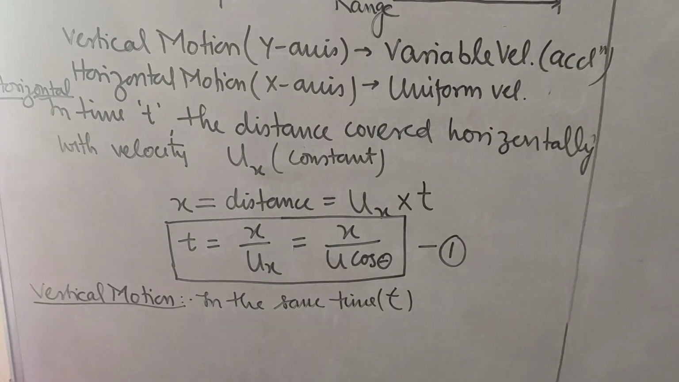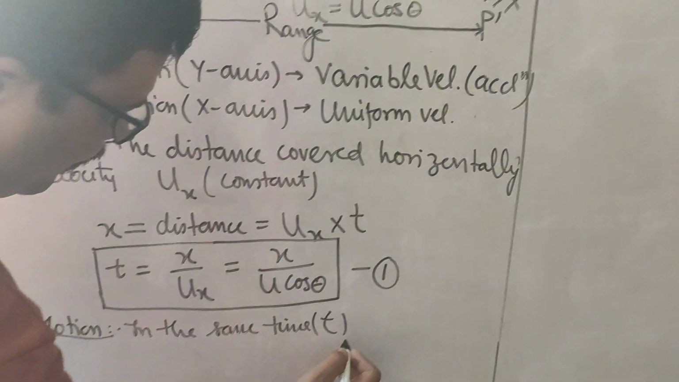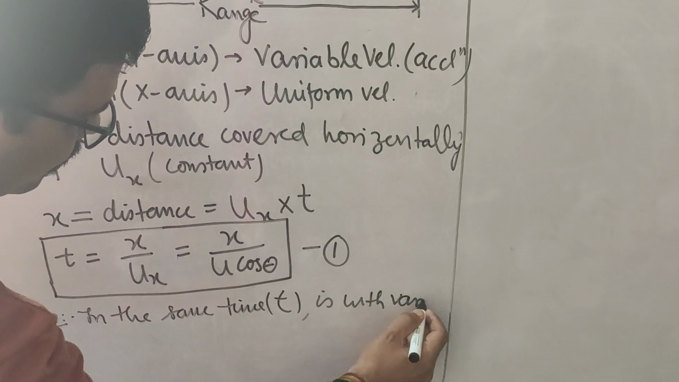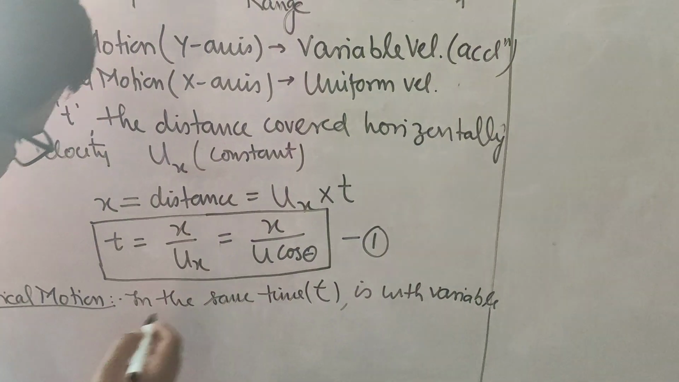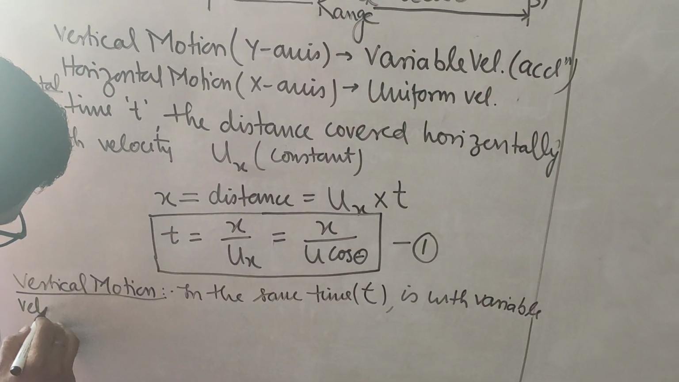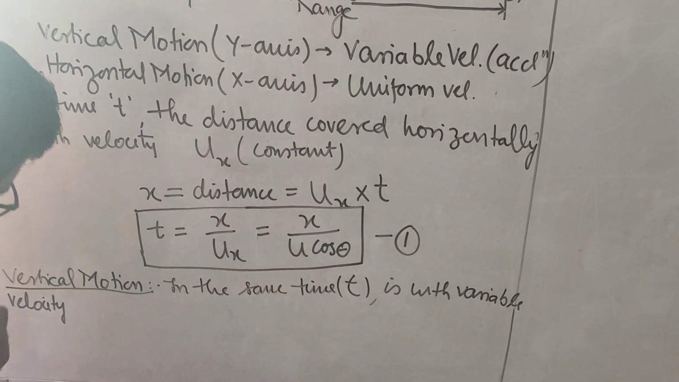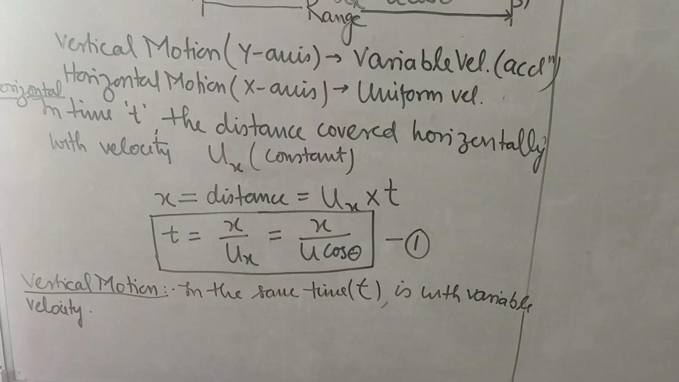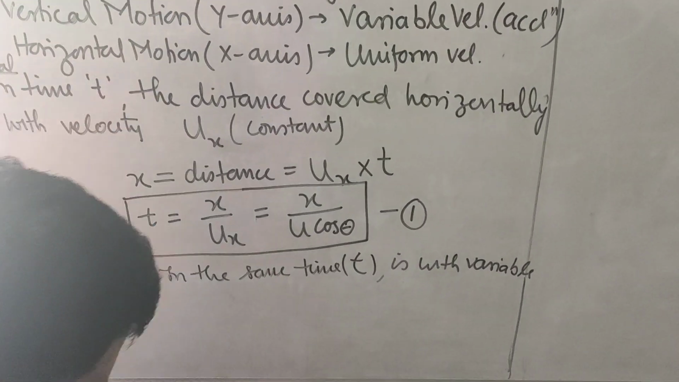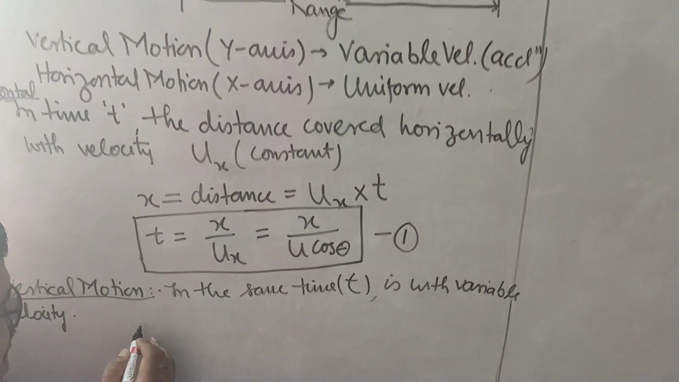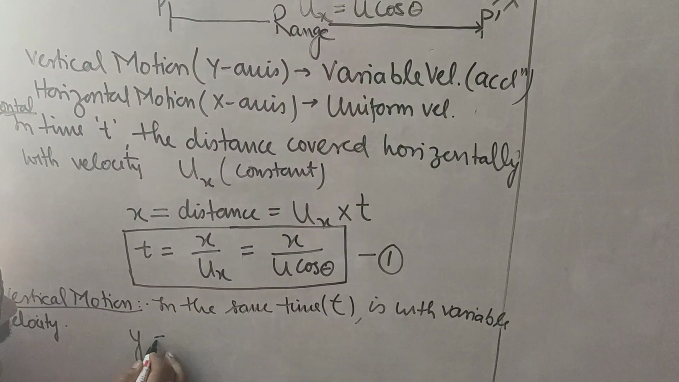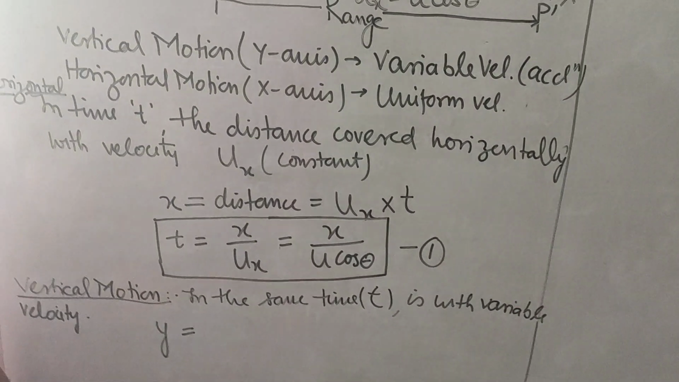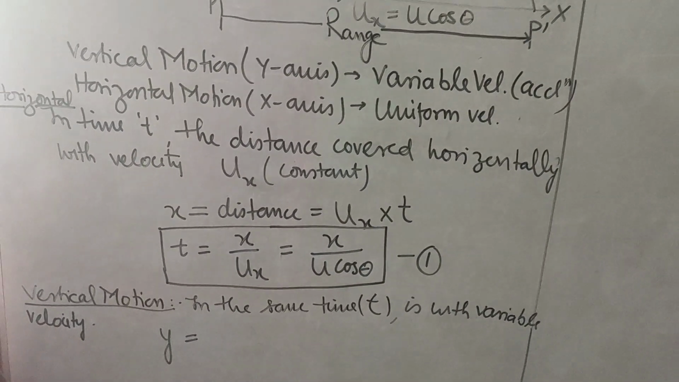Now vertical motion is with variable velocity. Variable velocity because it has acceleration because of force due to gravity. So we have to use the equation of motion in the same time t, the distance covered vertically, that is, I will take it as y. You know the equation of motion, s is equals to ut plus half gt square.